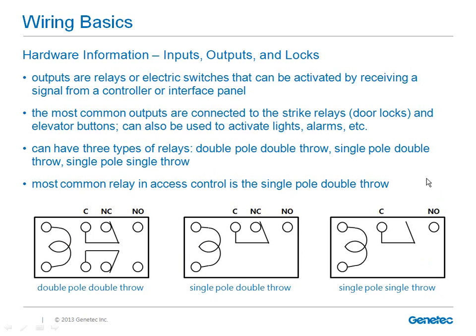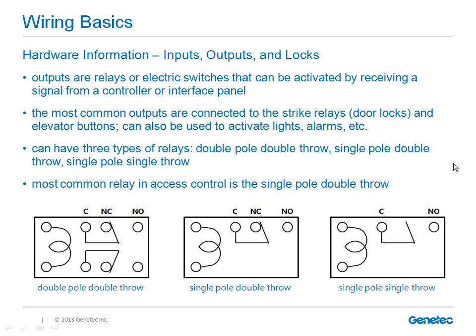Okay, so we're going to move on and take a look at the outputs at this point. Outputs are relays or electric switches that a controller or interface panel can activate, typically to cause another action to happen on another device. The most common uses we have for outputs are for unlocking door locks, which you'll see listed as strike relays in Security Center, or for activating elevator buttons. Of course, we can do a lot of other things with them, such as activating strobe lights, setting off alarms on the fire panel, and activating a siren.